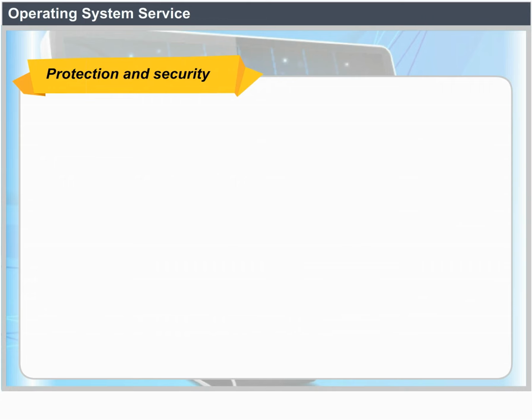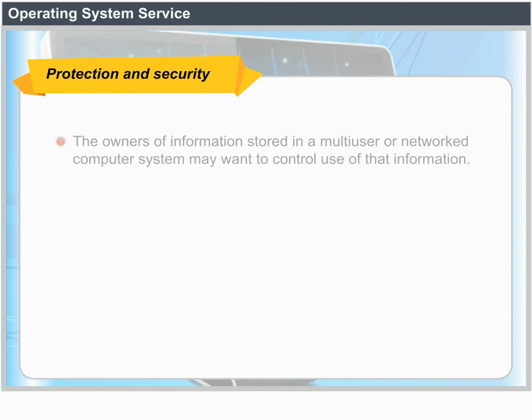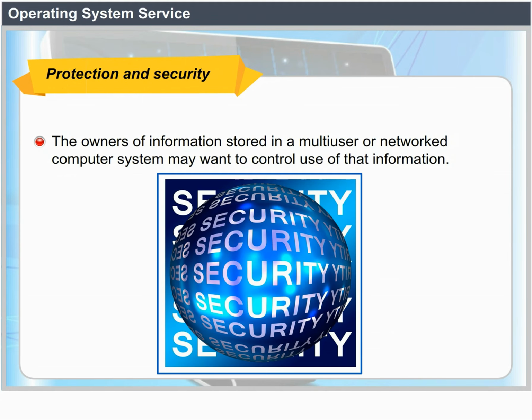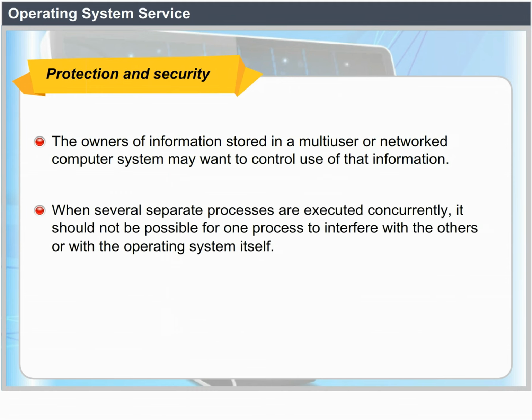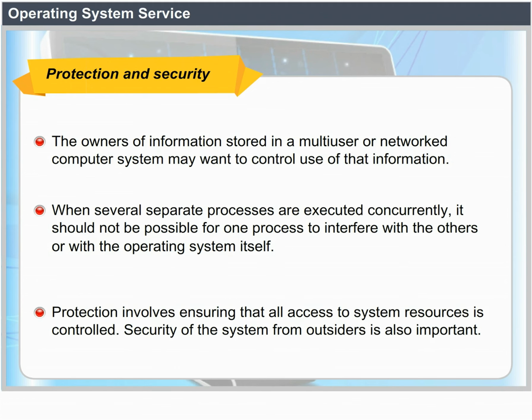Protection and security. The owners of information stored in a multi-user or networked computer system may want to control use of that information. When several separate processes execute concurrently, it should not be possible for one process to interfere with the others or with the operating system itself. Protection involves ensuring that all access to system resources is controlled. Security of the system from outsiders is also important.